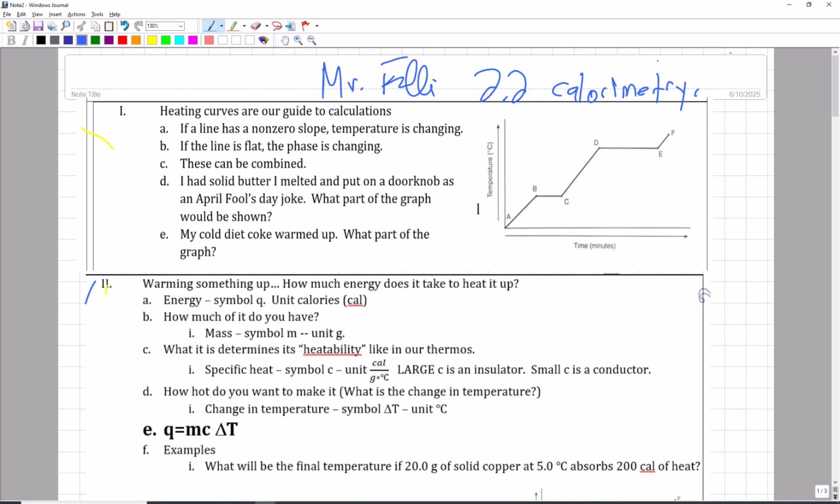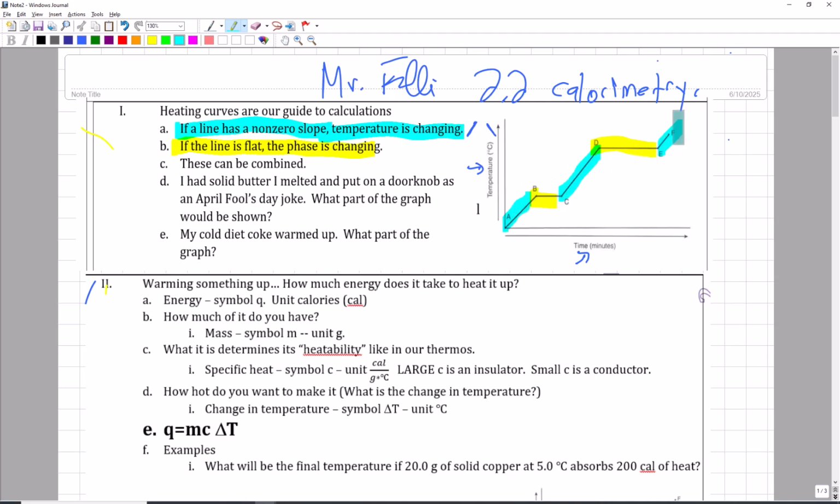If a line has a non-zero slope, that means it goes like this or it goes like this. Temperature is changing. Notice right here, my y-axis is temperature and my x-axis is time. So I'm going to be heating things for a certain amount of time. If the line is flat, the phase is changing. If a line has a non-zero slope, temperature is changing.